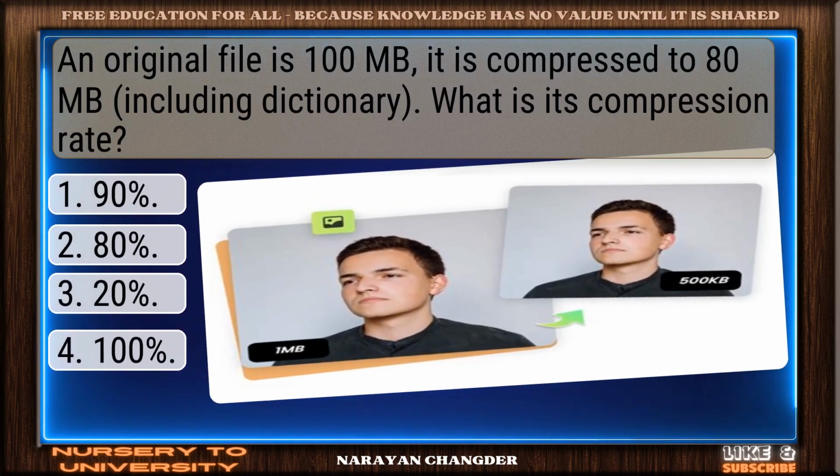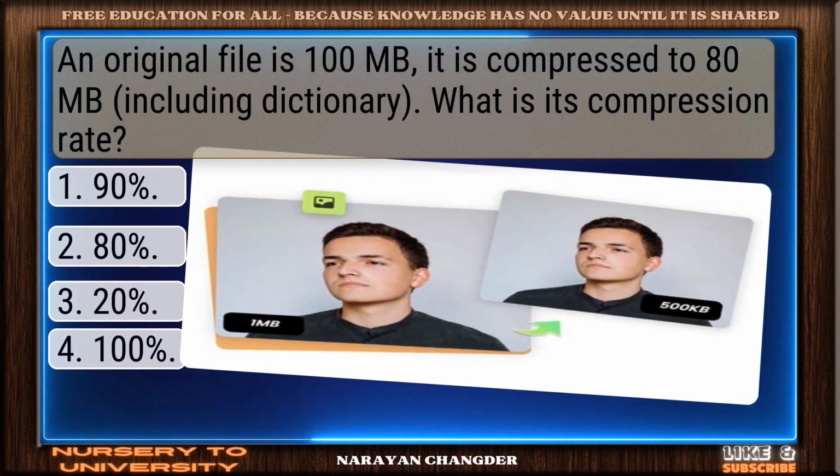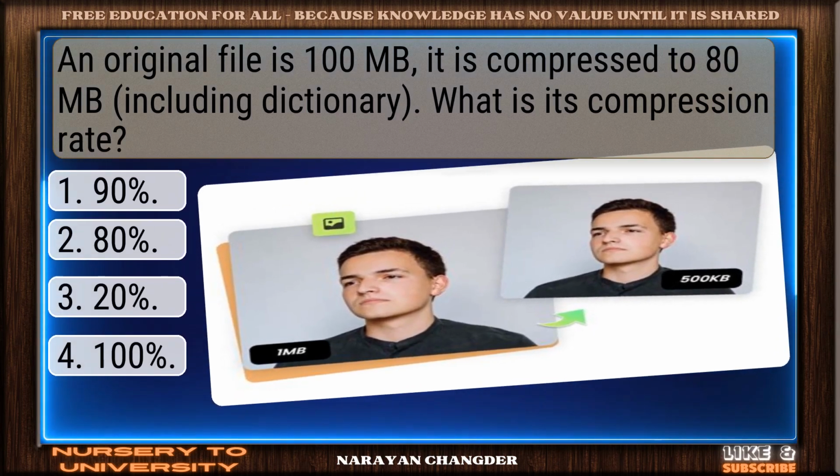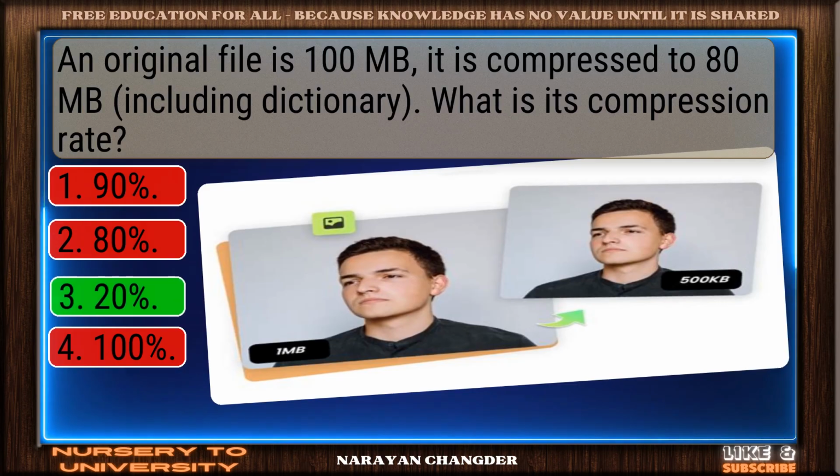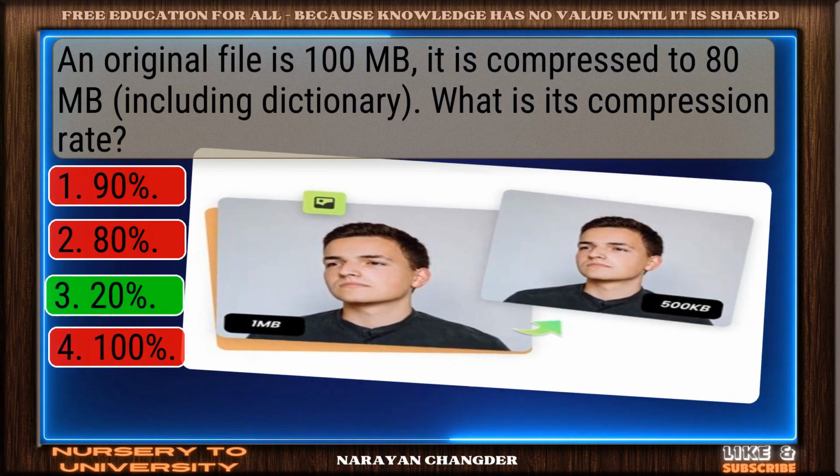Question number 15. An original file is 100 MB. It is compressed to 80 MB. What is its compression rate? Strong choice. 20% is the right answer.